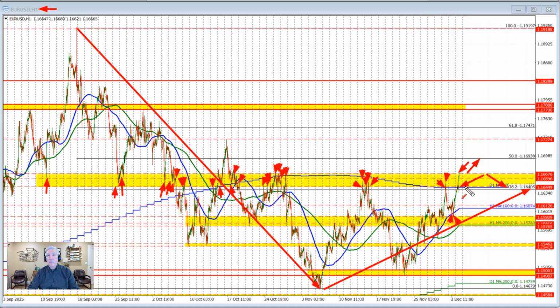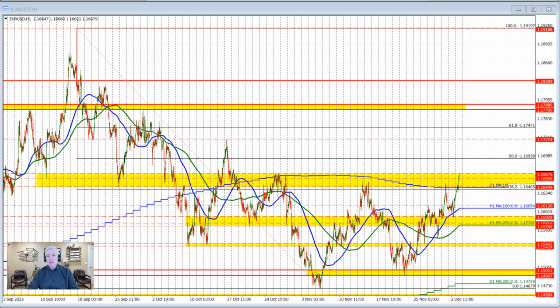Alternatively, if we start to move down, we have to get back below the 100-day moving average, 38.2% retracement. That's a nice double level that traders can lean against if the price were to stay above that level. If they have a bullish bias, then that is your risk-defining level for you as a trader. So be aware of that level near the 1.16405. Let's take a look at the dollar versus yen.